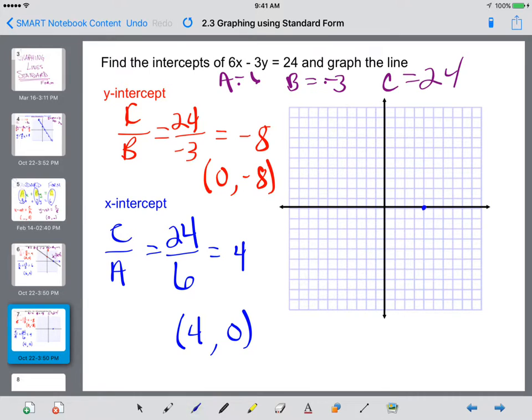So I'm going to plot 4, 0 there. Take my red pen, plot 0, -8. And then with a straight edge, my line's not very straight, I can connect the points to go through the line. I'm going to redo that. And you can pretend that they are connected.